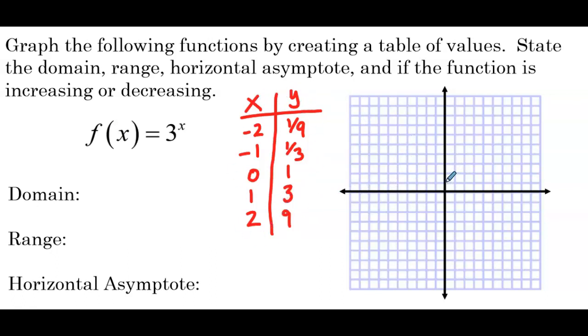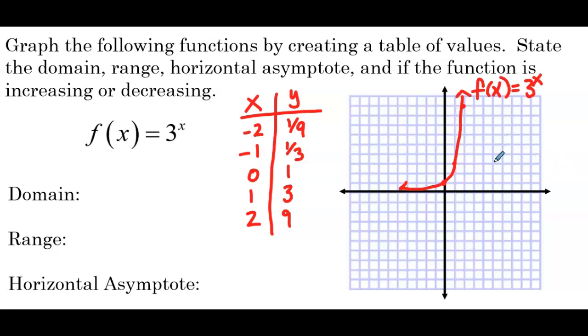So we'll start with 0, 1 again, then 1, 3, 2, 9, -1, 1/3, and -2, 1/9. And we connect our points. So we start along the x-axis, go through our points, and there we have our graph of f of x equals 3 to the x.